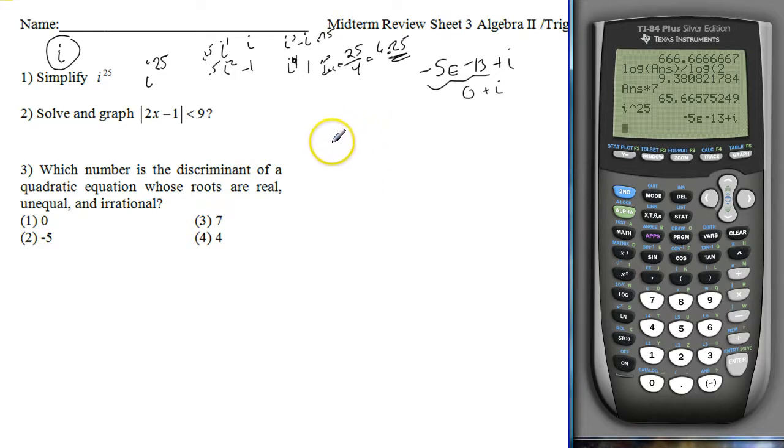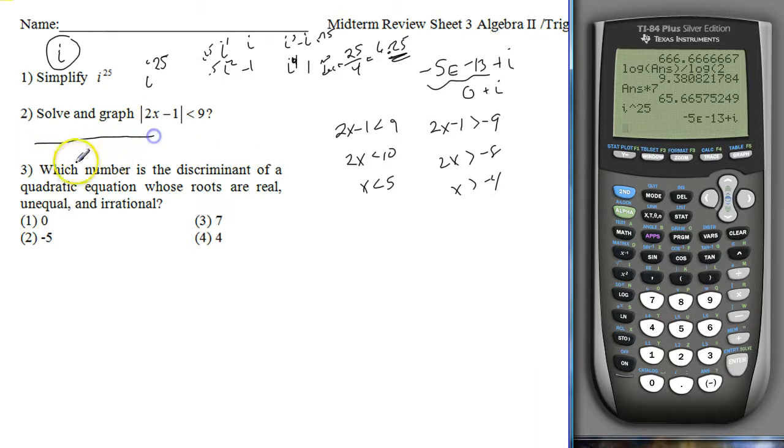Next one, we're going to split it up in 2 parts. So it'll be 2x minus 1 less than 9, 2x minus 1 greater than -9. Solve each side. And I'm going to graph this. So it says solve and graph. I usually always graph it anyway. So -4, 5. It's a less than, so it's open, and less will be shaded in. So it'll be -4 is less than x less than 5.